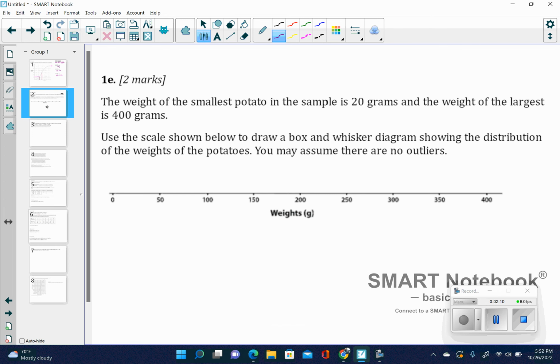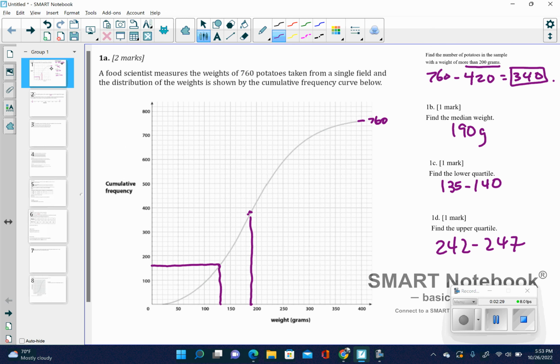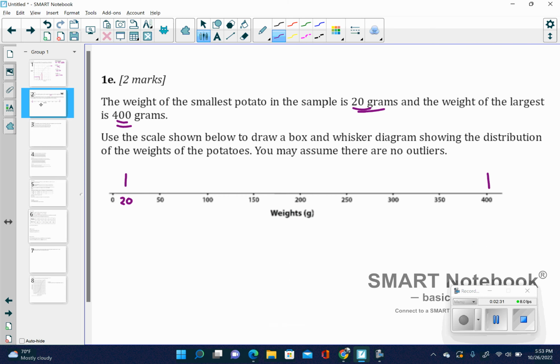For the next one, we're going to take this and put it into our box plot. They tell us that the smallest weight is 20 and the largest weight is 400. So this right here is the largest weight, and 20 is going to be somewhere around here. You could label it 20, 400, good. Then if we go back, we said our median was 190, so we're going to go a little bit before 200 right here. Around there is 190. That's where our median is.